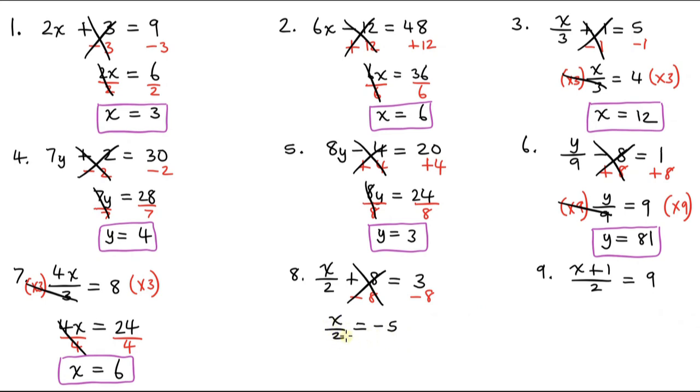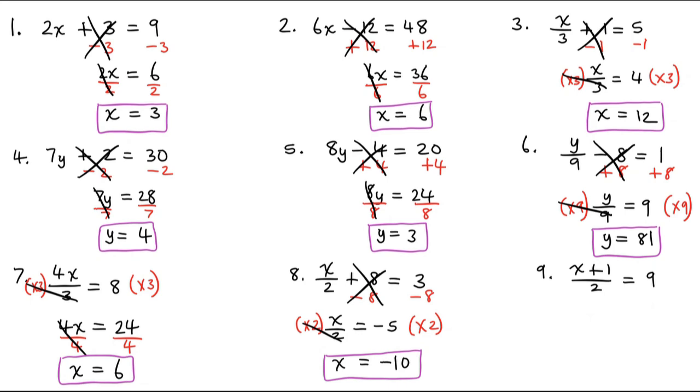And now we just need to get rid of this 2. If we multiply both sides by 2, that will get rid of the 2. So on the left hand side, those just cancel. We're just left with x. And then on the right hand side, negative 5 times 2, well, that will be negative 10. So just be careful with that one. That's my answer. x equals negative 10.